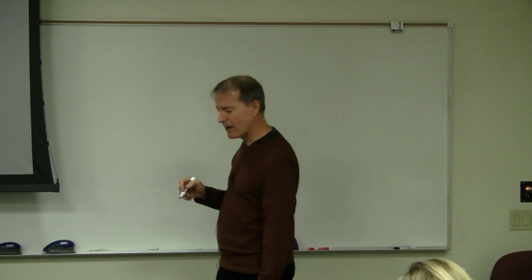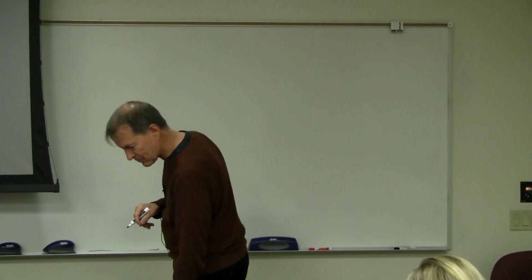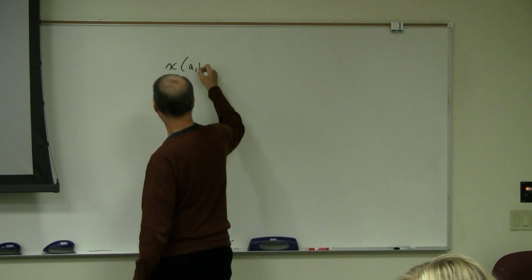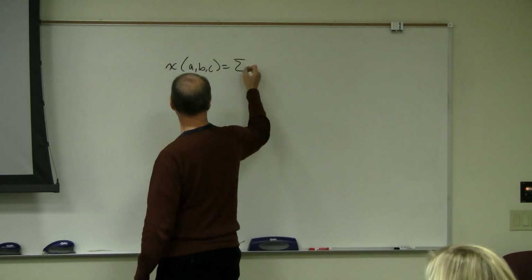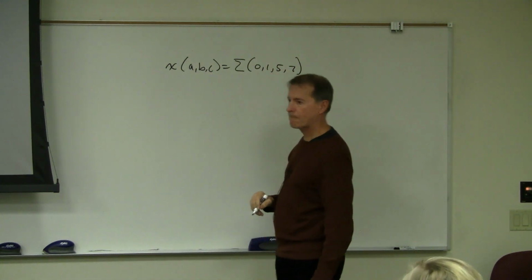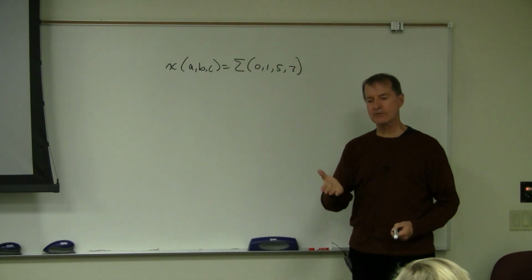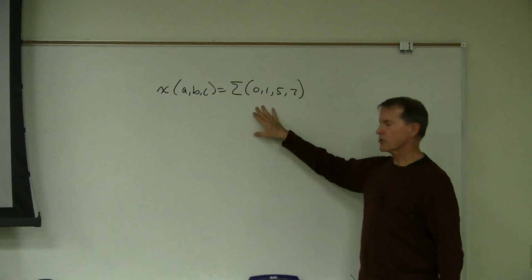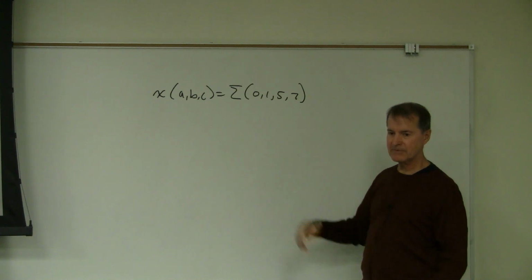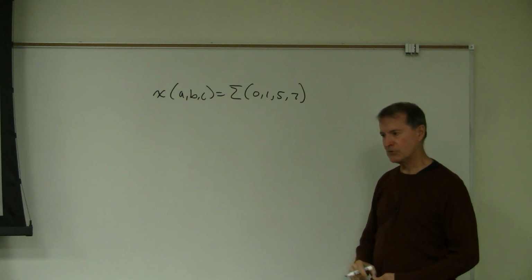Suppose I ask you to minimize X of ABC equals sigma of 0, 1, 5, 7. All right, now let's see if we can do this. First of all, what I want you to do in your notes is draw the Karnaugh map with the 1s in it and blanks where the 0s go. Can you do that? Do you see how to do that?